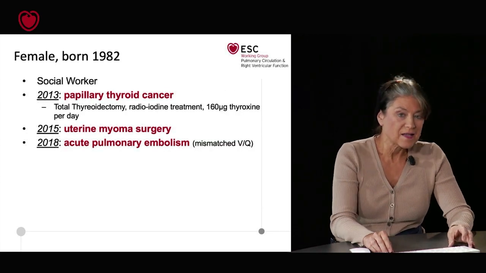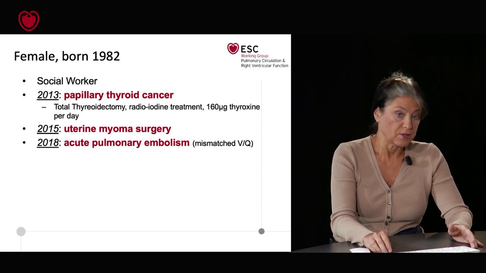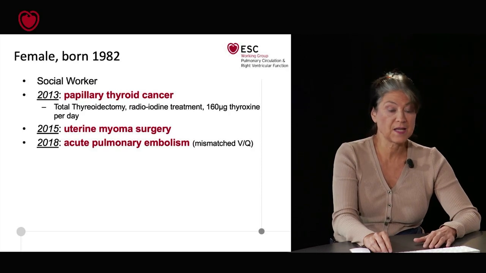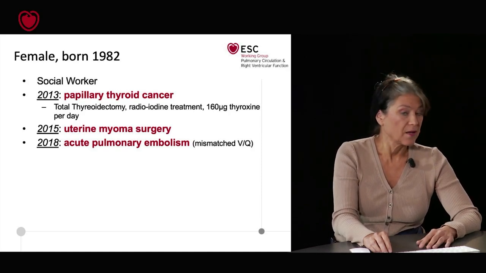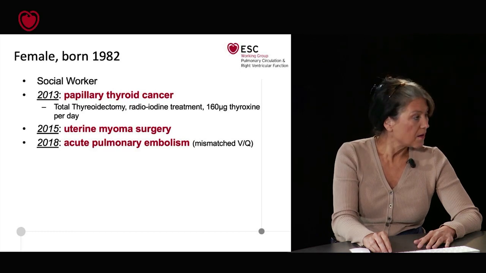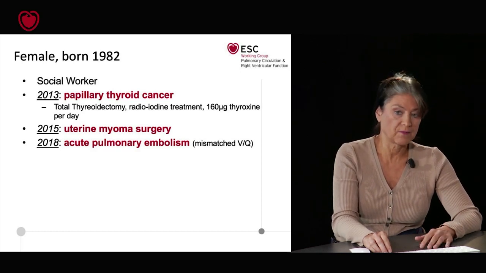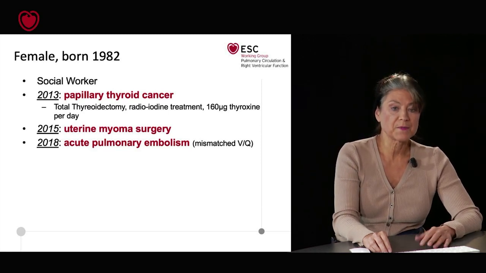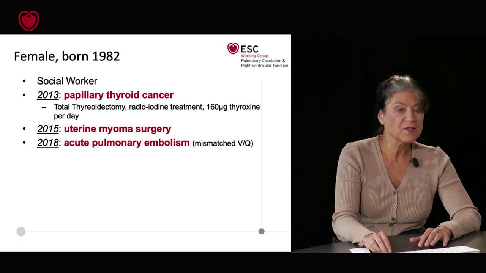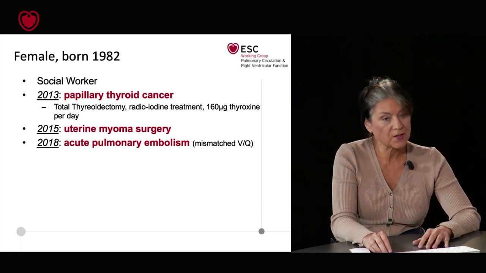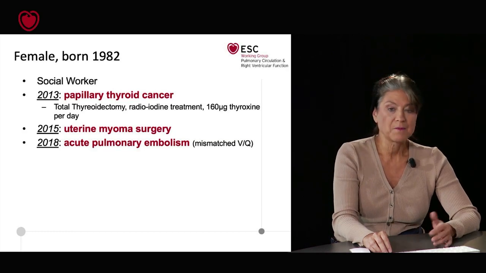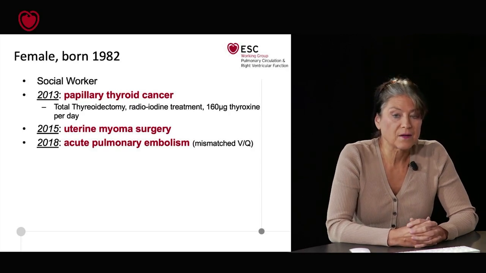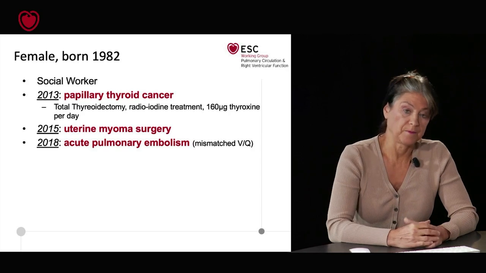My case is a lady born 1982, a social worker who experienced papillary thyroid cancer in 2013. She underwent total thyroidectomy, radioiodine treatment, and then a high dose of thyroxine hormone replacement treatment. She had some other surgery in the subsequent years, and in 2018 experienced acute PE, acute onset of dyspnea. And because everybody was afraid that she had iodine allergy, she underwent a VQ scan, and it definitely showed PE.